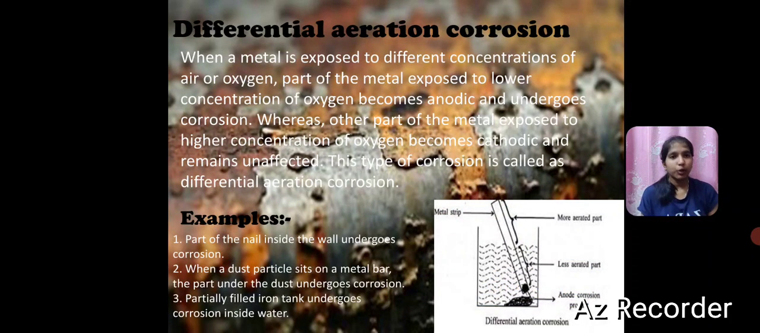Differential aeration corrosion. When a metal is exposed to different concentrations of air or oxygen, the part of the metal exposed to lower concentration of oxygen becomes anodic and undergoes corrosion, whereas the other part of the metal exposed to higher concentration of oxygen becomes cathodic and remains unaffected. This type of corrosion is called differential aeration corrosion, as you can see in the diagram.